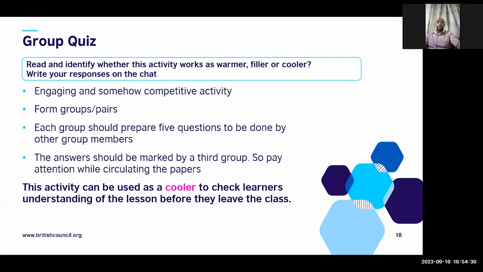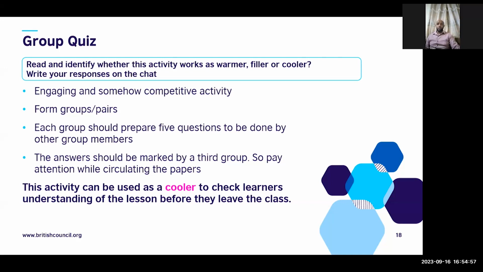A very good cooler activity, because you teach something and you just want to make sure that learners understand that lesson in that particular session, so you provide group work. This group work would be a group quiz. Each group prepares 5 questions based on the lesson, and then other groups will be answering the questions, so that we will see how much the learners understand the topic.